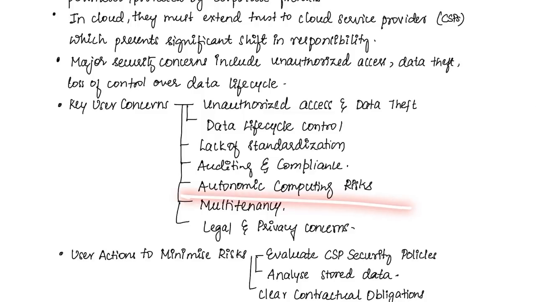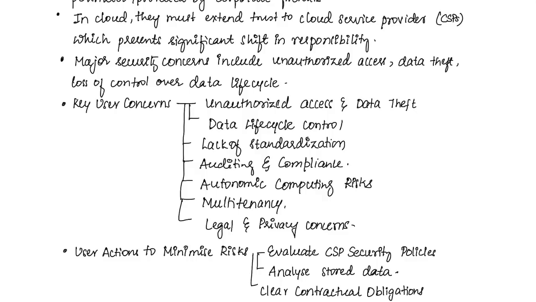Then we have autonomic computing risk. So we know as the new technologies like autonomic computing are evolving, there is always a risk of self-organizing, self-optimizing, self-repair. All such things are there. So it is very difficult to track the actions or identify what are the vulnerabilities.